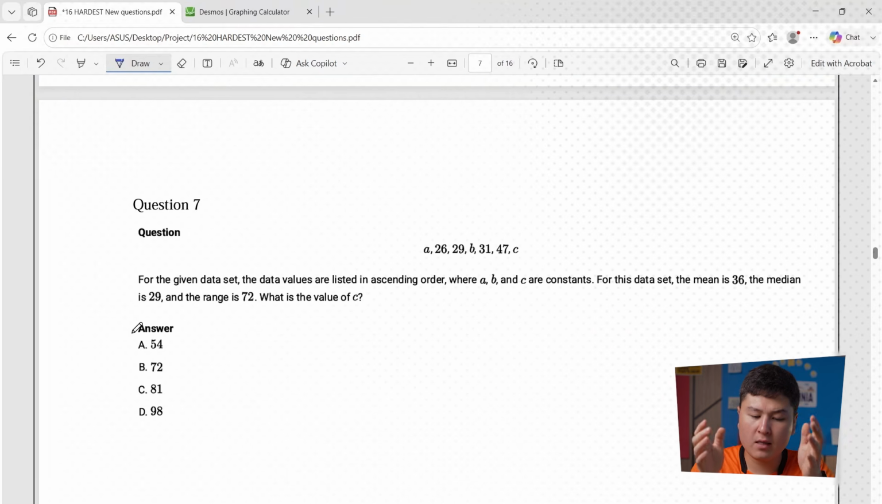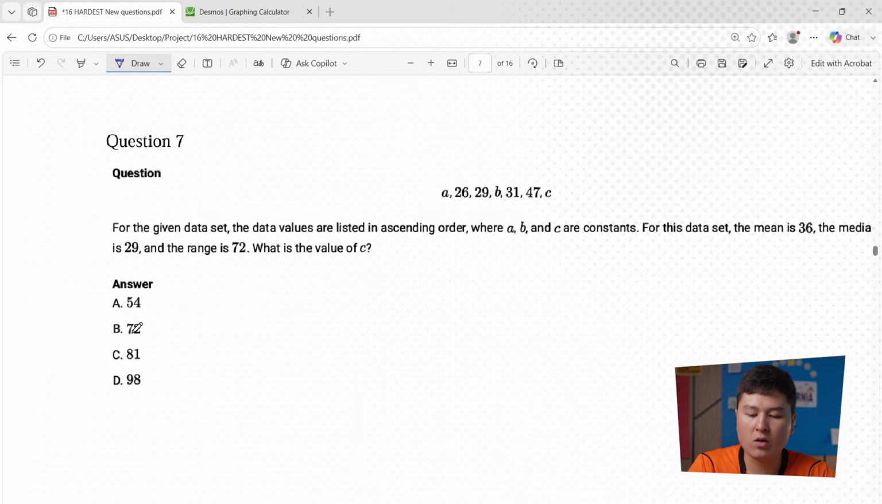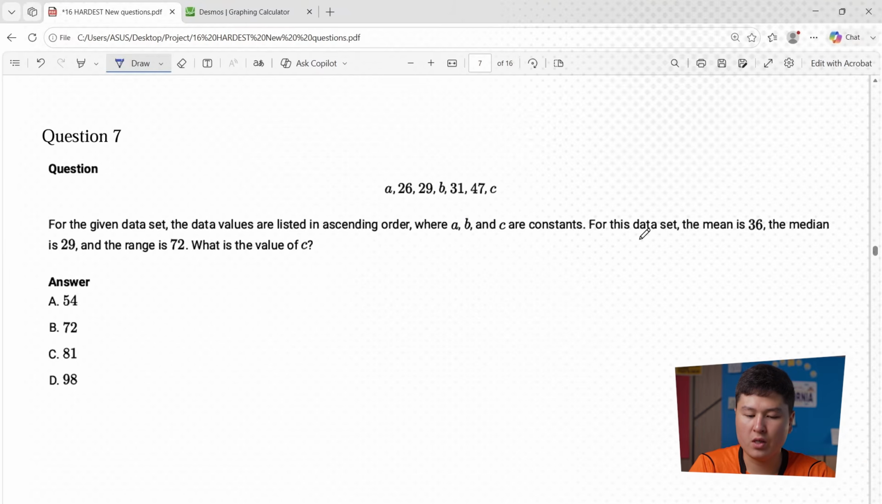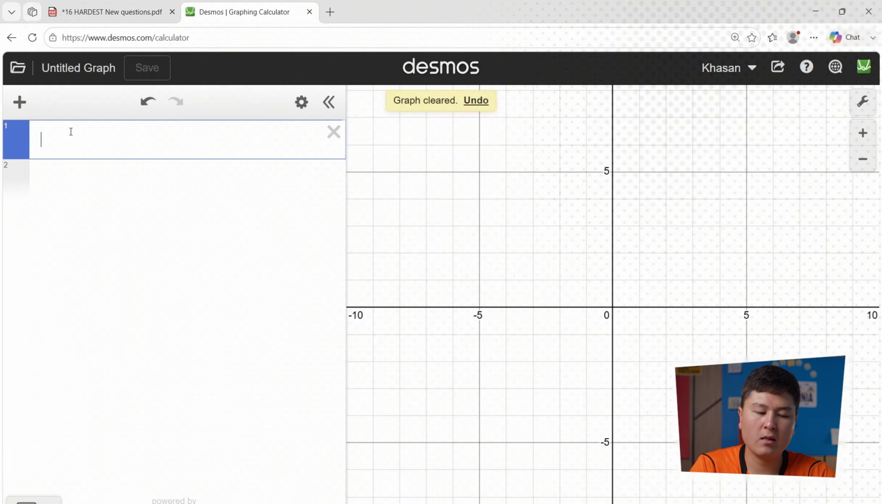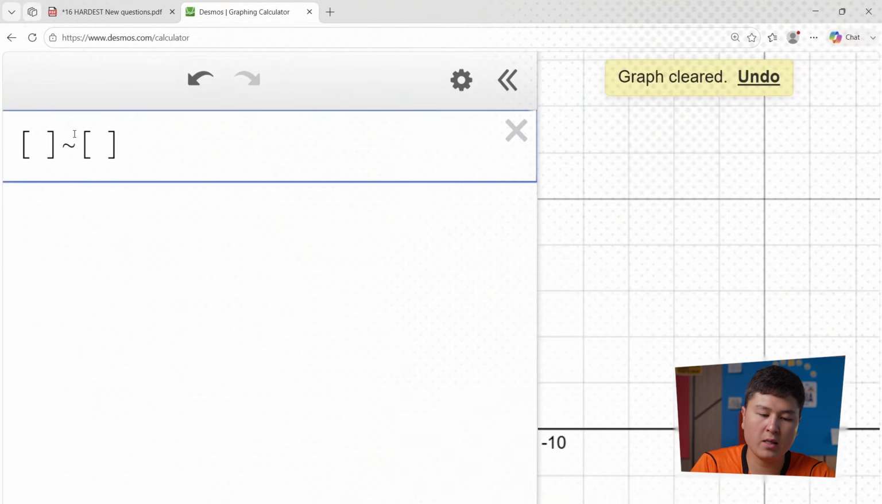For the given data set, the data values are listed in ascending order where A, B, and C are constants. For this data set, the mean is 36, the median is 29, and the range is 72. What's the value of C? So guys, we know the mean is 36 and the range is 72, and we can again use the decimals here with just listing.